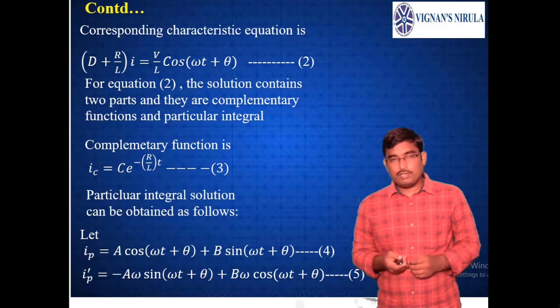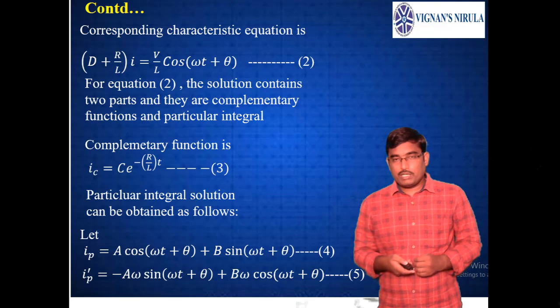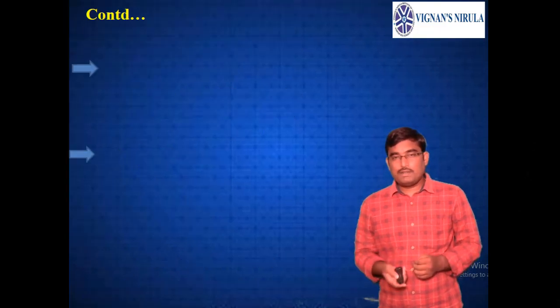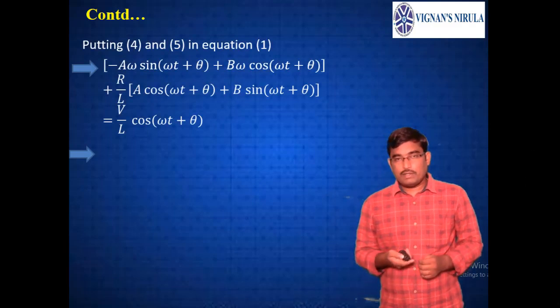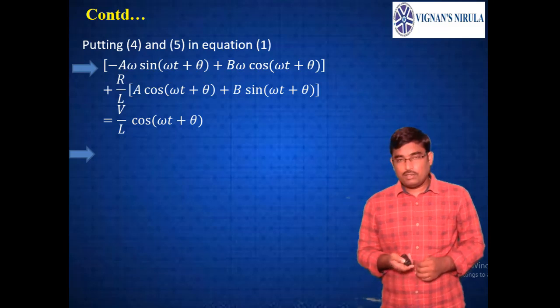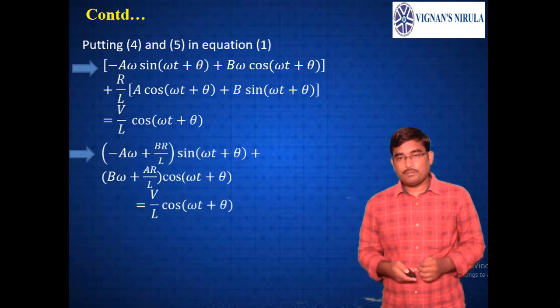Then by differentiating the above equation with respect to time t, i_P dash will be minus A omega sin(omega t plus theta) plus B omega cos(omega t plus theta). So take them as equations 4 and 5. Now keeping this i_P and i_P dash in equation 1 gives minus A omega sin(omega t plus theta) plus B omega cos(omega t plus theta) in the place of i_P dash, plus R by L into A cos(omega t plus theta) plus B sin(omega t plus theta) in the place of i_P, equal to the right side V by L cos(omega t plus theta).